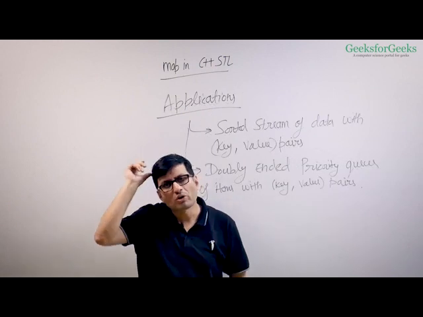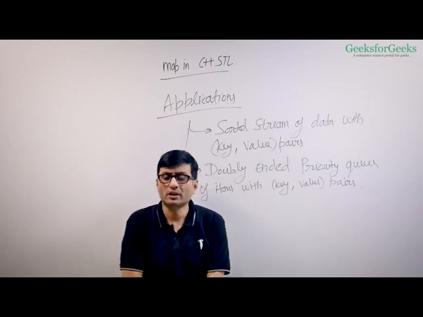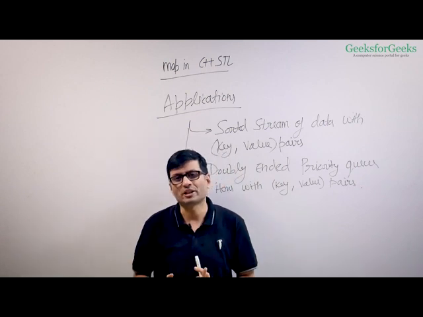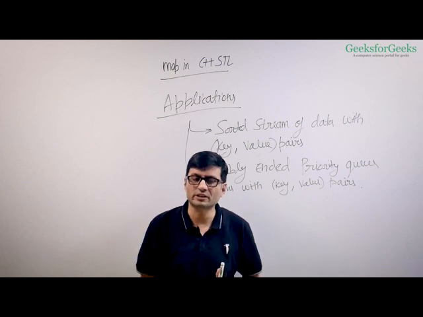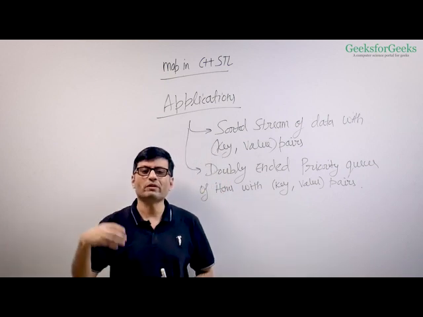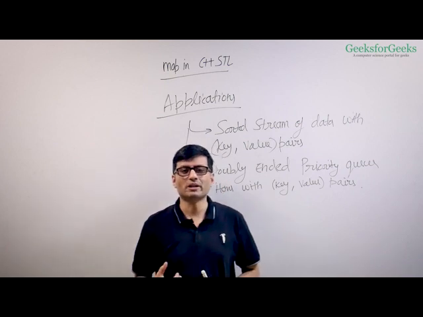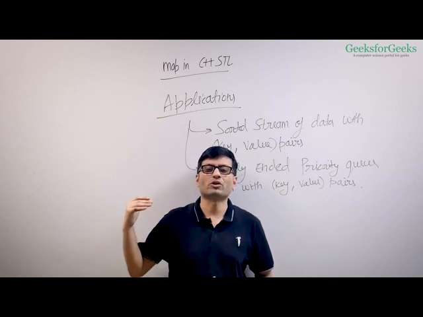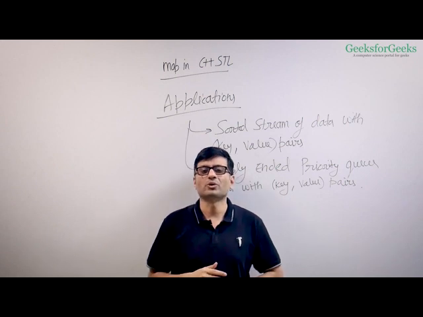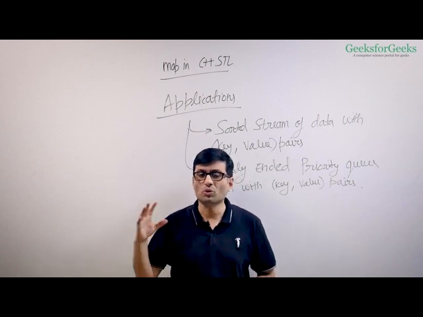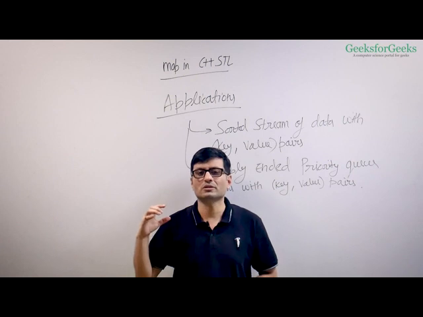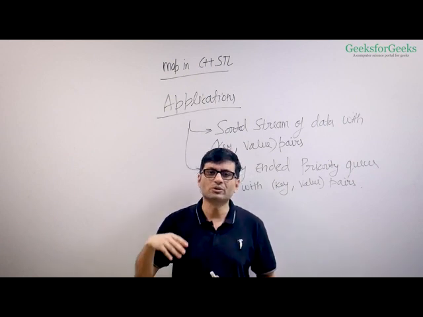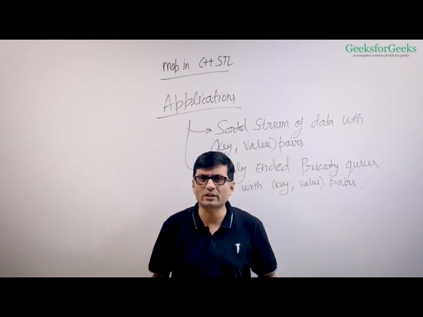Let us now talk about applications of map. So map has everything same as set. Its time complexities, its applications. The only difference is set is only key, but when you have key value pairs, you use a map. As we discussed in the set applications, when you have a sorted stream of data and you want to store this data in a container, you use set or map. If your data is only key, then you use set. If it is a key value pair, then you use a map.